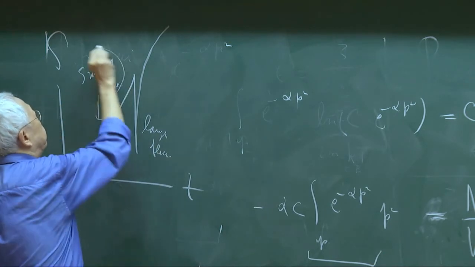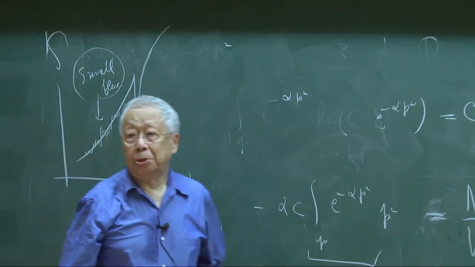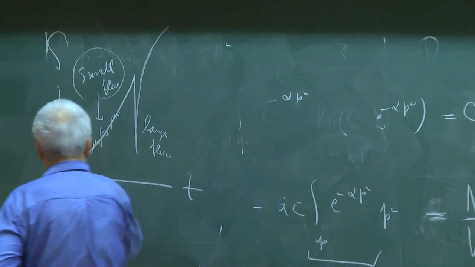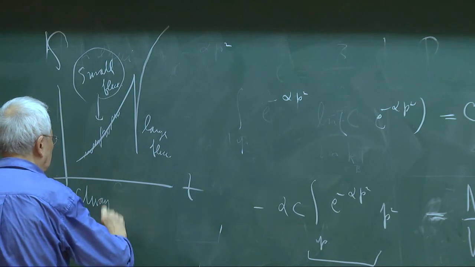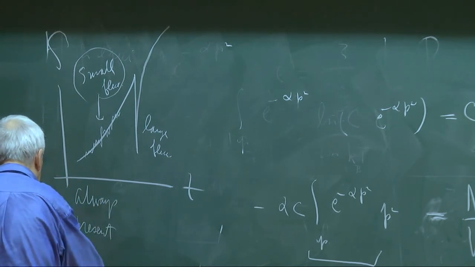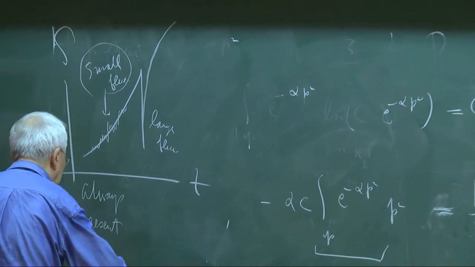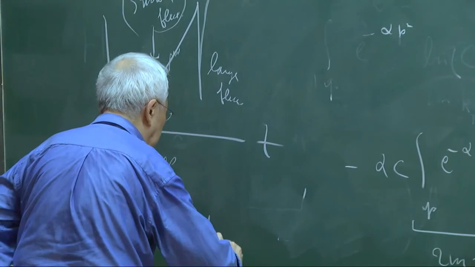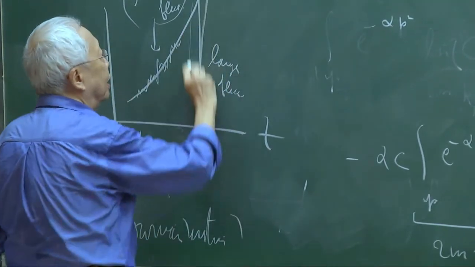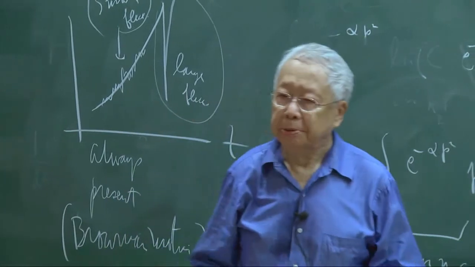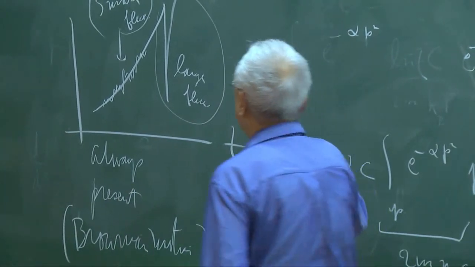The small fluctuation is always present. It's Brownian motion. He says we don't see it. They're always present. And this is Brownian motion. The large fluctuations happen with such a small probability that we can say that it never happens. Very improbable.